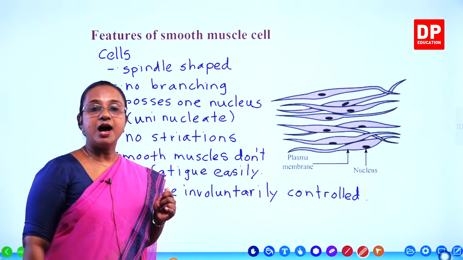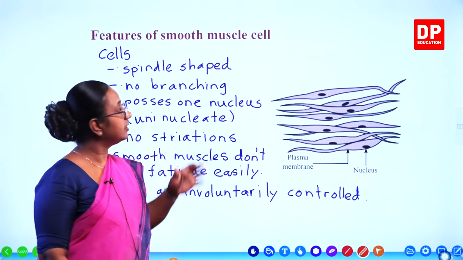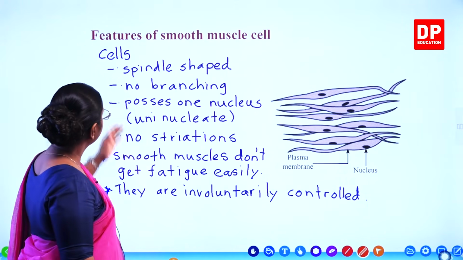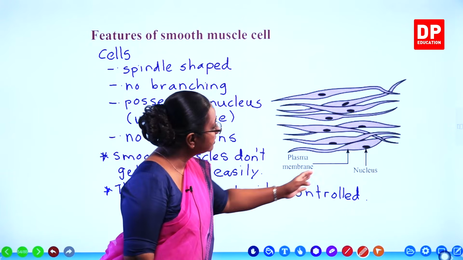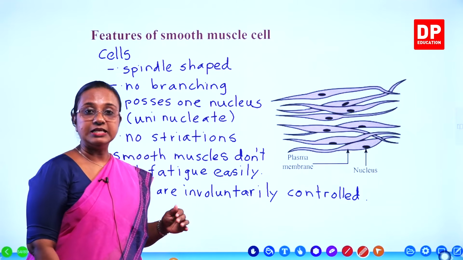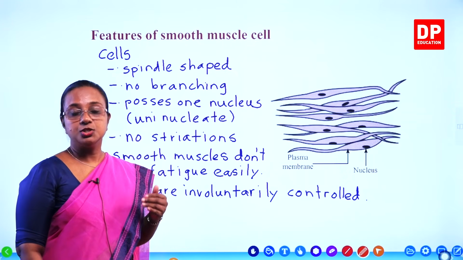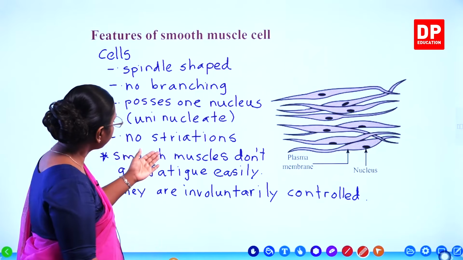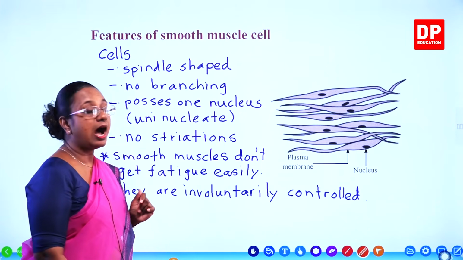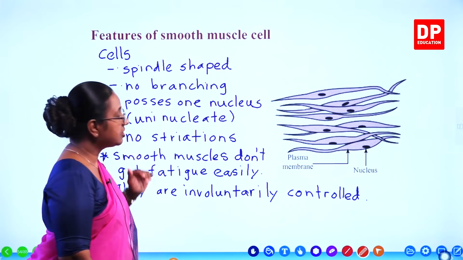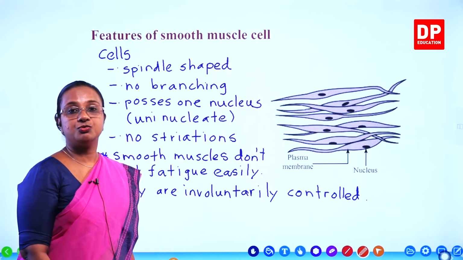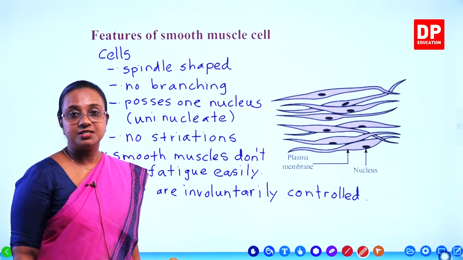So those are the features of the smooth muscle cell. Here you can see these are features that are seen or observed in the structure of the smooth muscle cell, but these two are related to their function. So these are structural features and the last two are functional features.